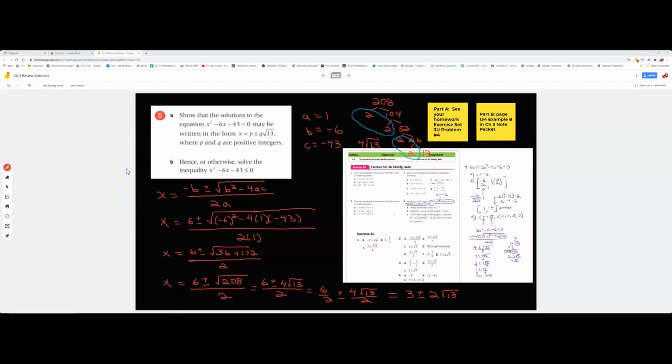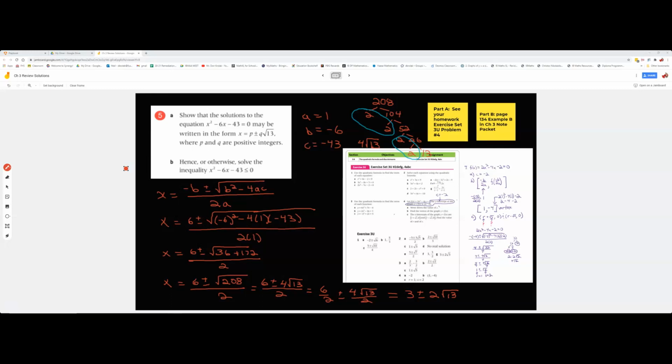All right, so to show the solutions for this quadratic, it may be written in the form x equals p plus or minus q root 13, where p and q are positive integers. Integers are positive and negative whole numbers, so here it's just going to be positive whole numbers. So we plug this into the quadratic formula and we solve it. And here's the work for that.